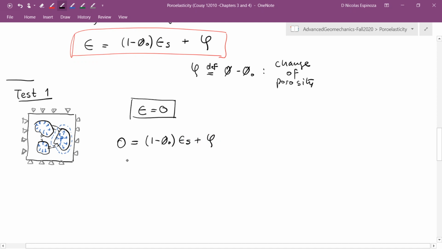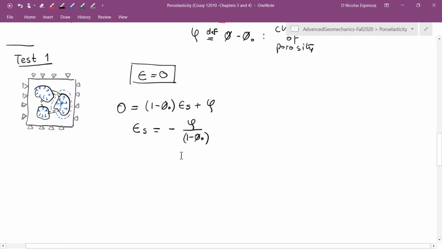And since this is 0, I can get from this equation that the volumetric strain is going to be equal to minus the change of porosity divided by 1 minus the initial porosity. So let's try to understand what this means.